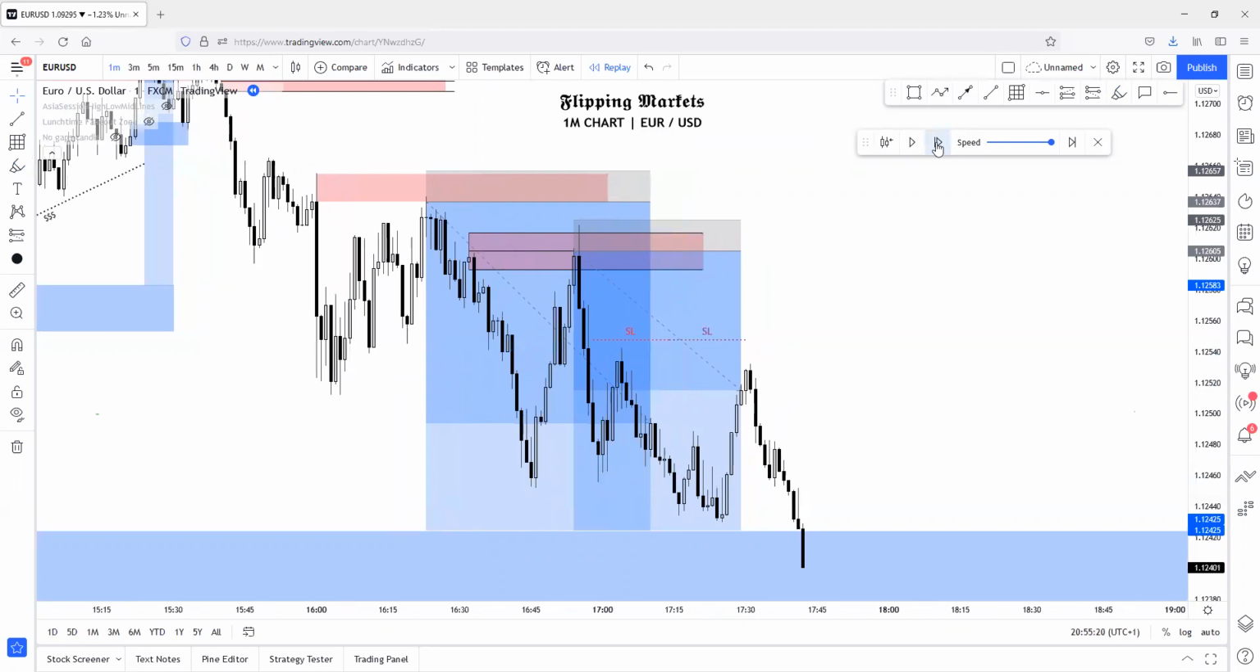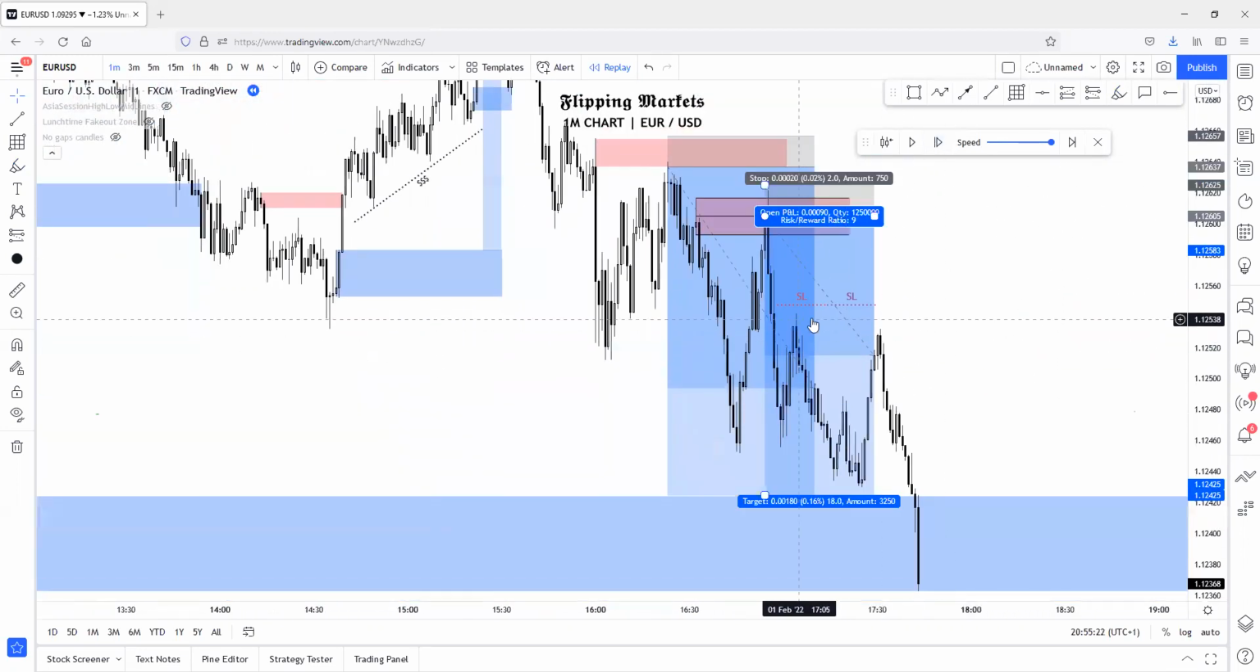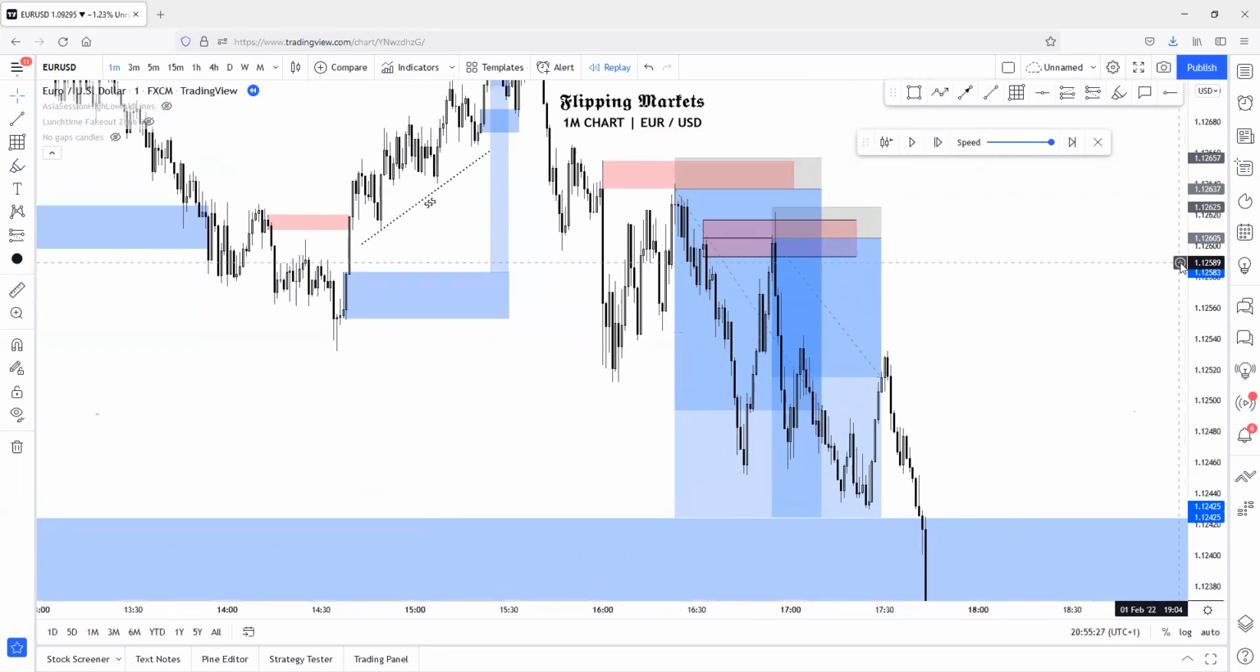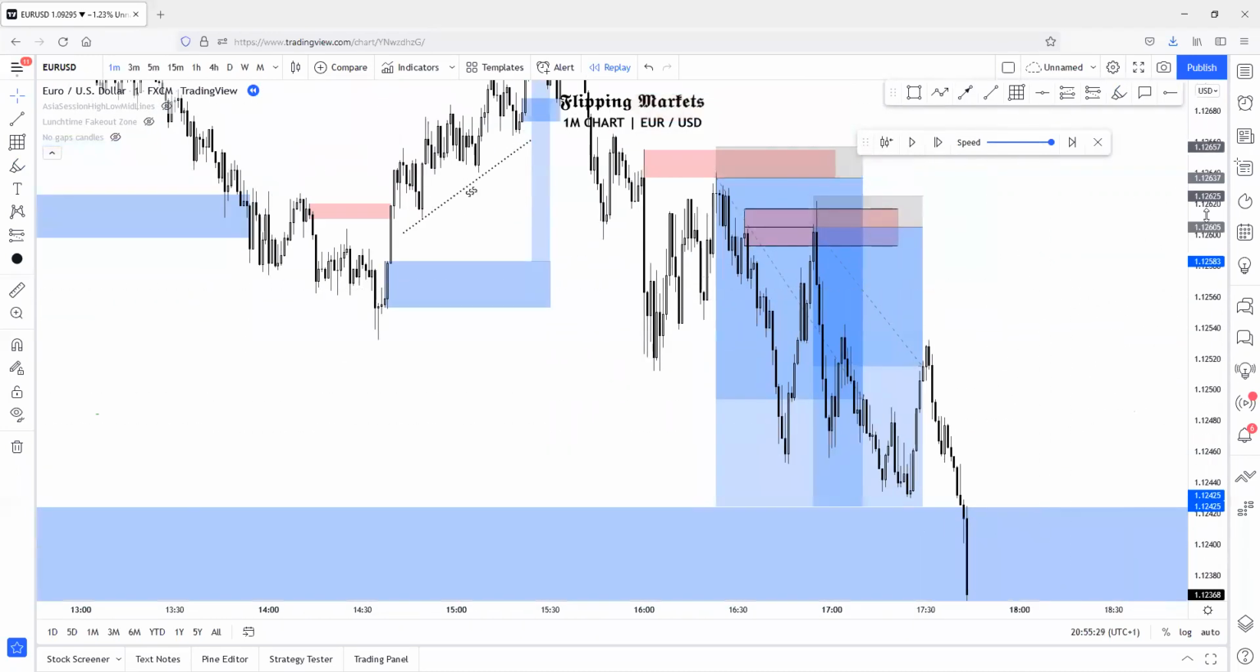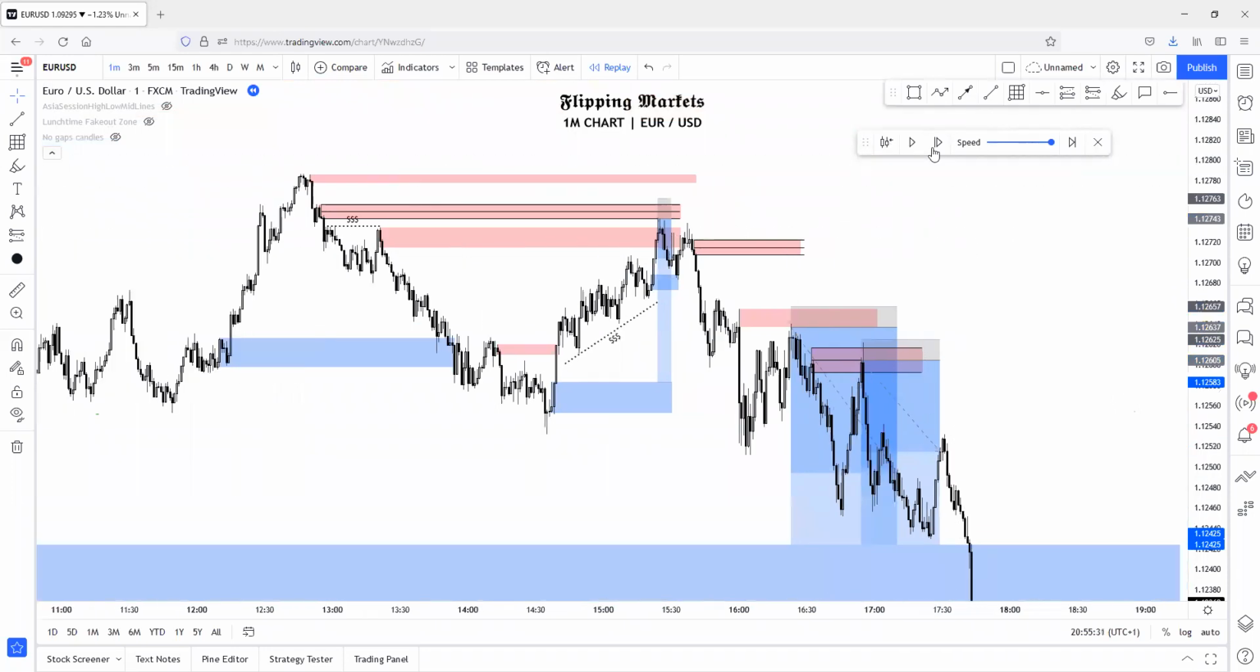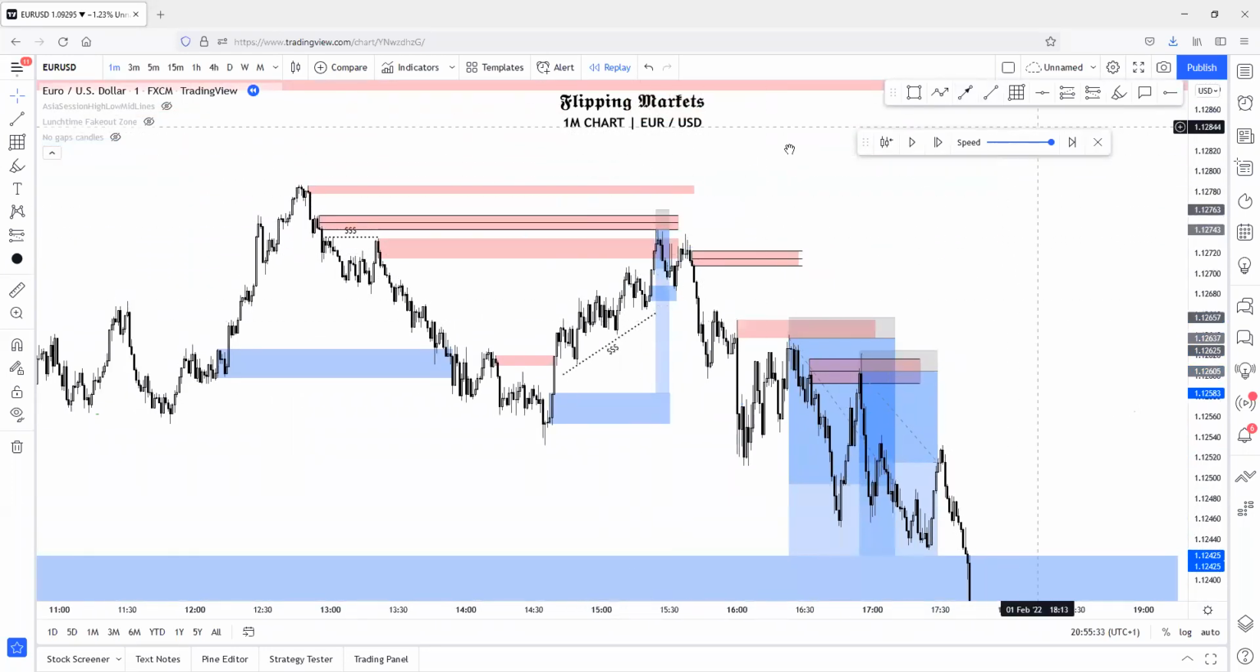Okay, still going. Okay, perfect. TP hit for both of the trades. Very nice. And this session has already ended, as you can see. So let's just count the risk rewards for today.